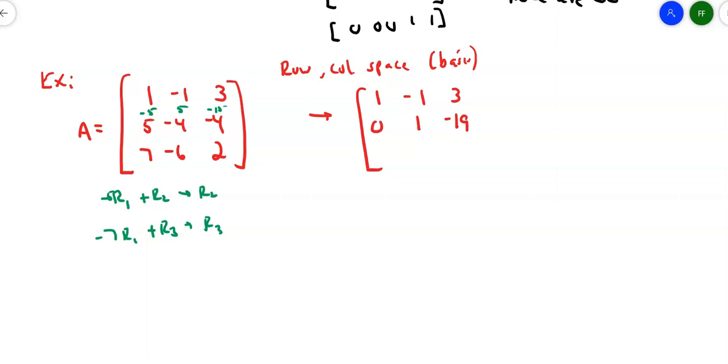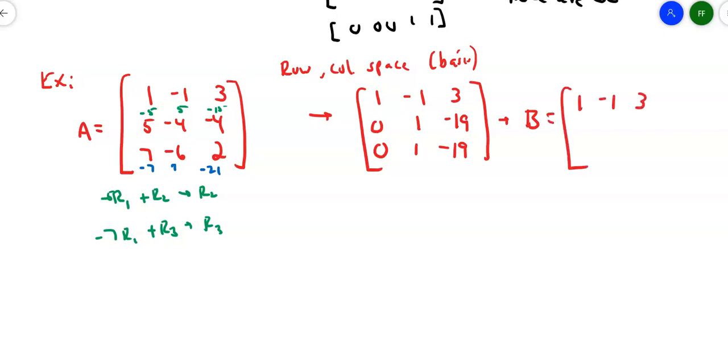And now what's the third row? If I multiply that third row by -7, I get -7, +7, -21. All right. Add the numbers together, and I get what? 7 minus 7 is 0. 7 minus 6 is 1. 2 minus 21 is -19. Oh, would you look at that? I'm going to be able to simplify this pretty quickly. So my new matrix B is 1, -1, 3, 0, 1, -19, 0, 0, 0.